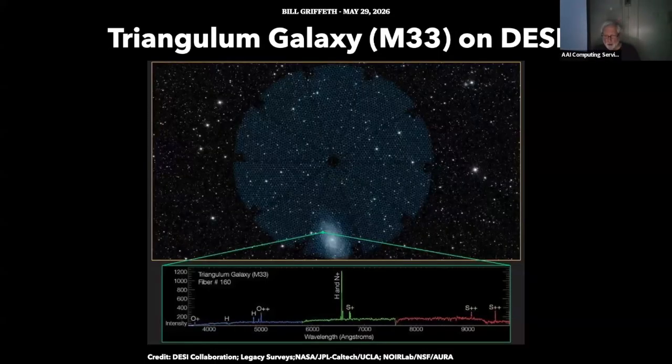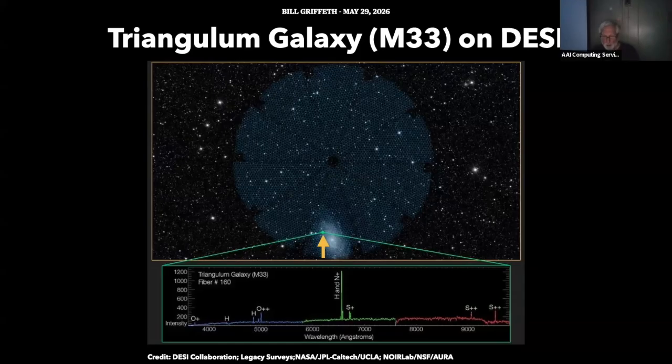So now for some results from the 5-year DESI project. The top part of this slide shows the Triangulum galaxy, M33, superimposed on a representation of the 5,000 fiber optic terminations in the focal plane of DESI. The bottom part of the slide shows the resulting intensities in visible light and in infrared light as measured by the spectrograph for one of the fibers picking up light from M33.